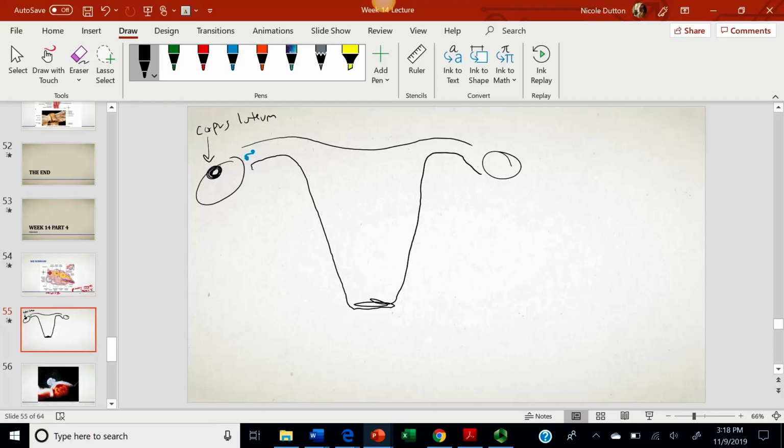Now this corpus luteum is controlling the destiny of the egg that was just released. It's saying, wait, because we want this one to get fertilized and we want you to get pregnant. The corpus luteum is going to start producing a hormone called progesterone, and this uterine lining is going to start to thicken.